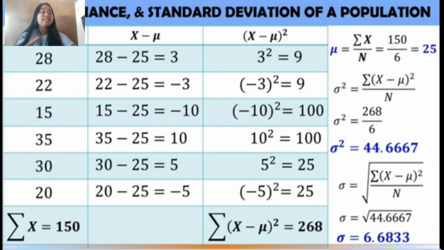And now, let's proceed to the sample mean, sample variance, and sample standard deviation, which will be reported by Sabrina. So, I'll go first, guys.